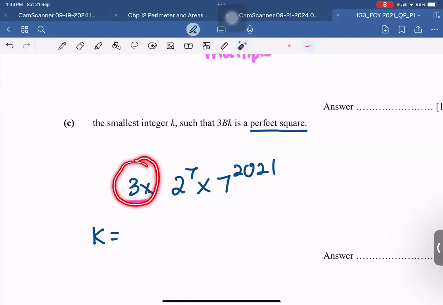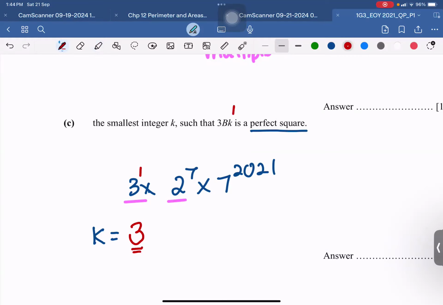I have the number 3. Number 3 is not a perfect square. I want to make it become 3 to the power 2. This one only got 3 to the power 1. So I multiply one more factor 3 to it to make it become 3 squared. This is 2 to the power 7, sorry. When I multiply, my power will increase, right? That means I want to make it become 2 to the power 8. So I need to multiply one more factor 2 to make it become 2 to the power 8.